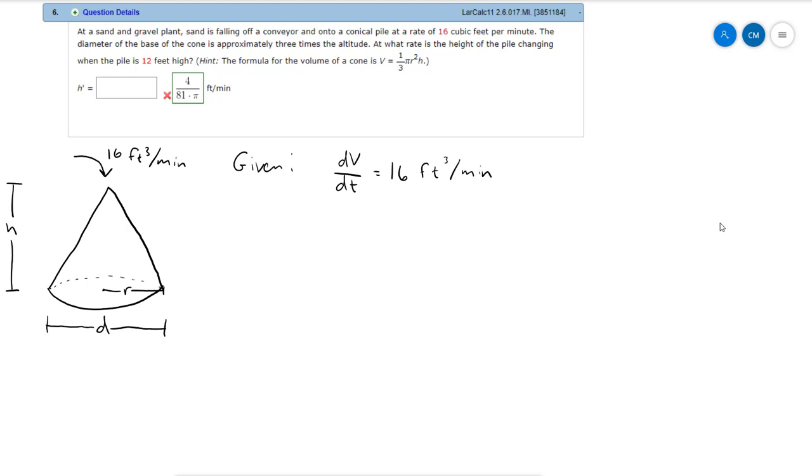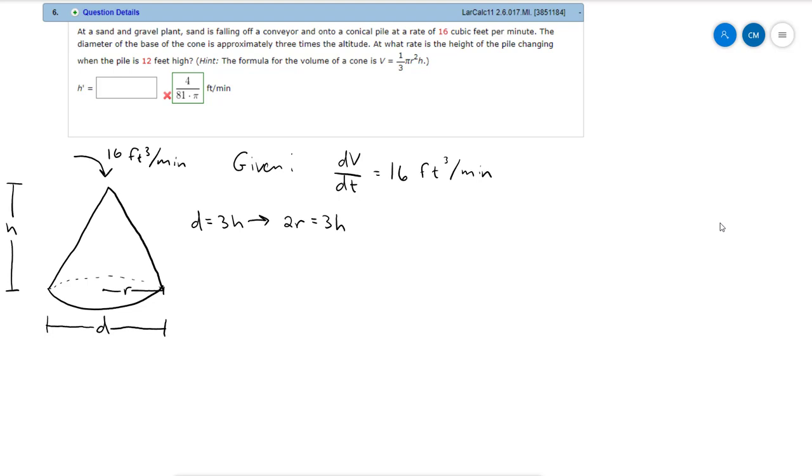We're also told that the diameter of the base of the cone is approximately 3 times the height. So the diameter is 3 times the height. What we really need here, though, is the radius, not the diameter. So the diameter is twice the radius. So what we really have here is 2r is equal to 3h. So we're going to need that.